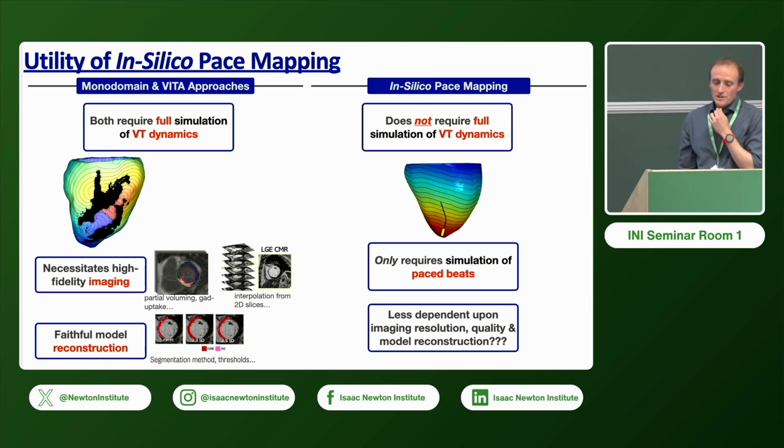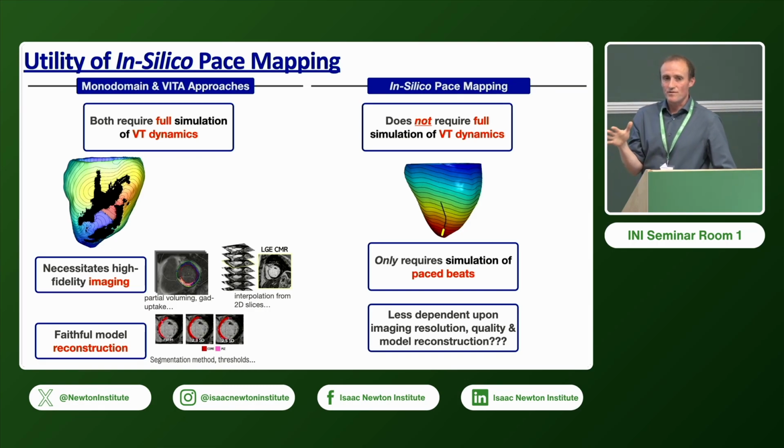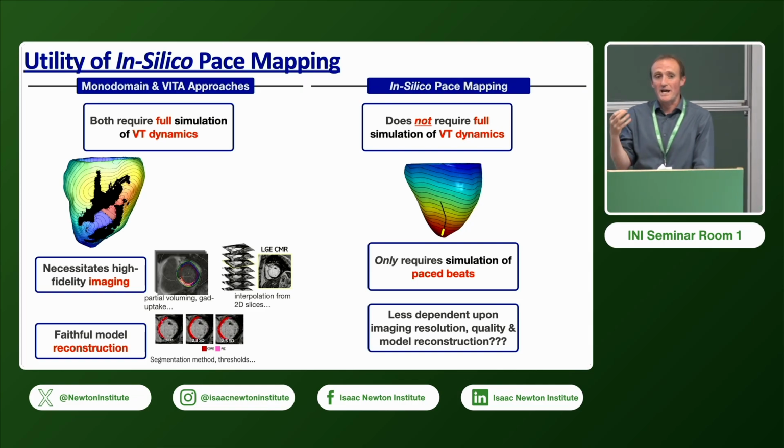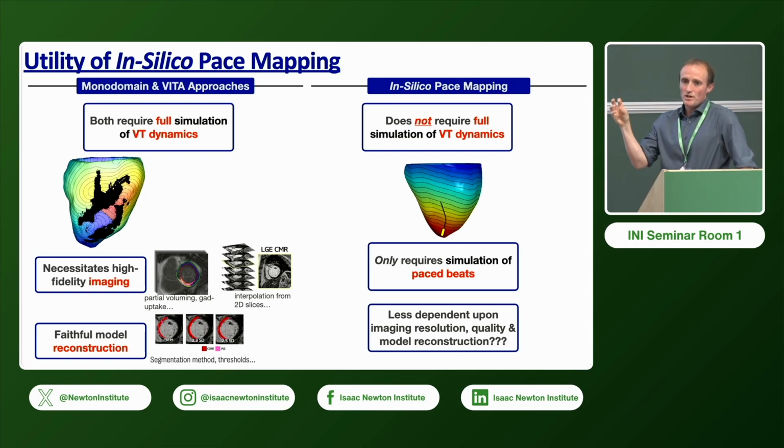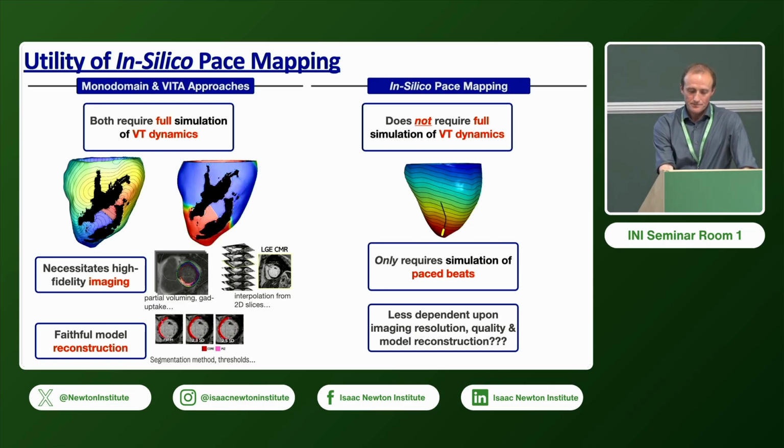So as I mentioned, one of the main limitations of either these full monodomain approaches or even our rapid approach is the really delicate dependence and the huge reliance that they have on the imaging data and the reconstruction of these scars, and whether or not you can reconstruct the isthmus. The potential beauty of in silico pace mapping is that we're not actually trying to simulate the VT at all. We're not trying to simulate the circuit or the dynamics or anything like that. All we're trying to do is simulate pacing. And so potentially this approach might not be as sensitive to the specifics of how we reconstructed the scar substrate as a method that actually tries to simulate the VT itself.